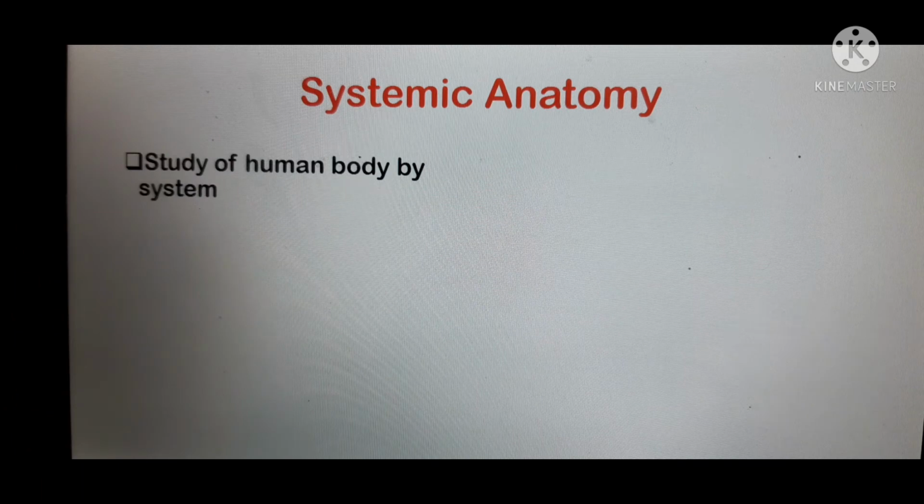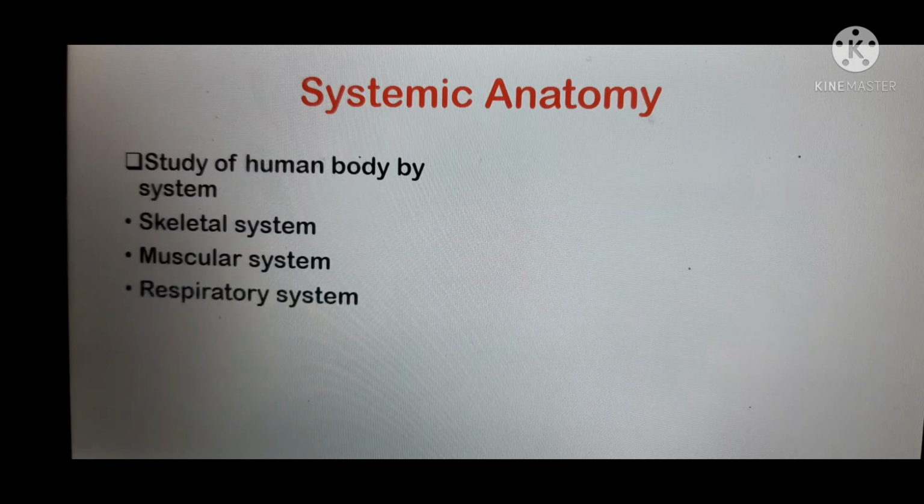Now systemic anatomy. What is systemic anatomy? The study of the human body by system is called systemic anatomy. We have 11 systems in our body. For example, the skeletal system, muscular system, respiratory system, digestive system, nervous system, and so on.